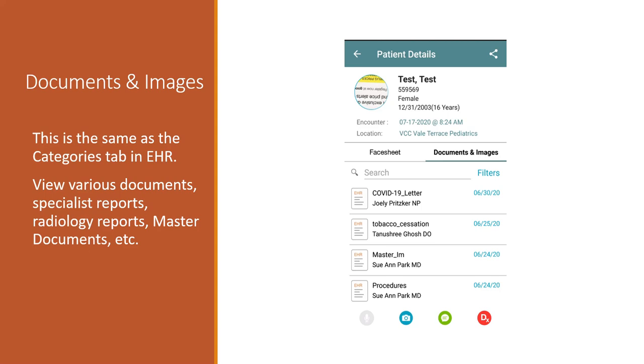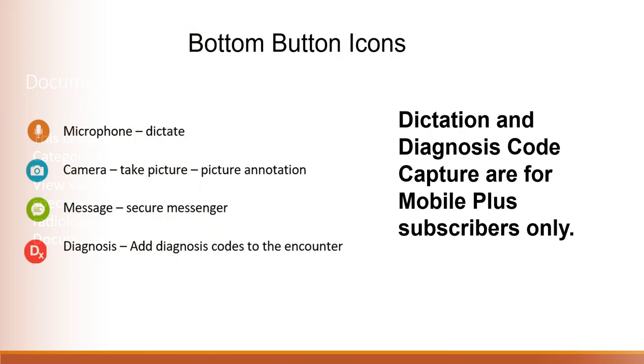Documents and Images tab is the same as the Categories tab in EHR. All the master documents, as well as specialist reports, will be in here. The icons at the bottom of the screen will take you to various tasks within the app. Dictation and diagnosis codes are for Mobile Plus subscribers only.